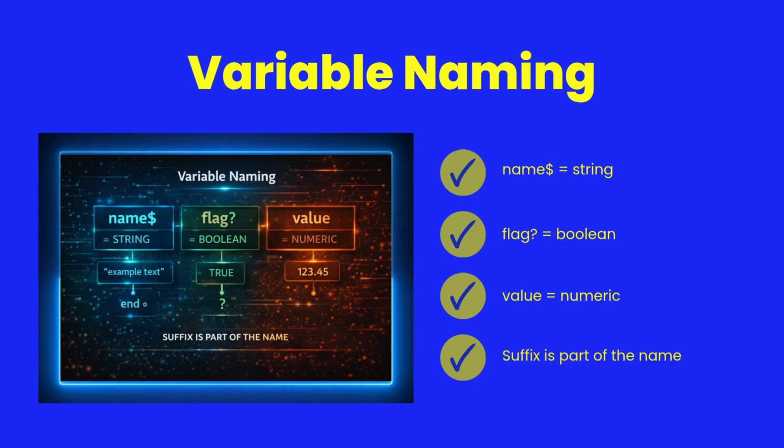Sheerpower uses suffixes to define variable types. A dollar sign indicates a string. A question mark indicates a boolean. No suffix means a numeric value. These suffixes are part of the variable name, not optional annotations.